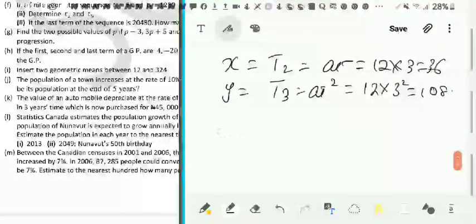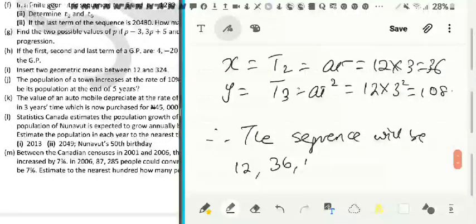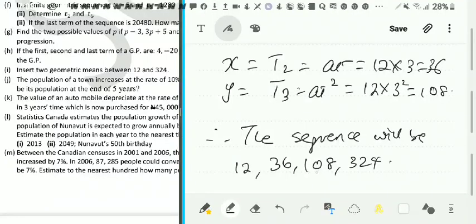So the sequence will be 12, 36, 108, 324. You can see it even follows a very good geometric progression. 12 times 3 is 36, 36 times 3 is 108, 108 times 3 is 324. So these are the 2 geometric means between 12 and 324.